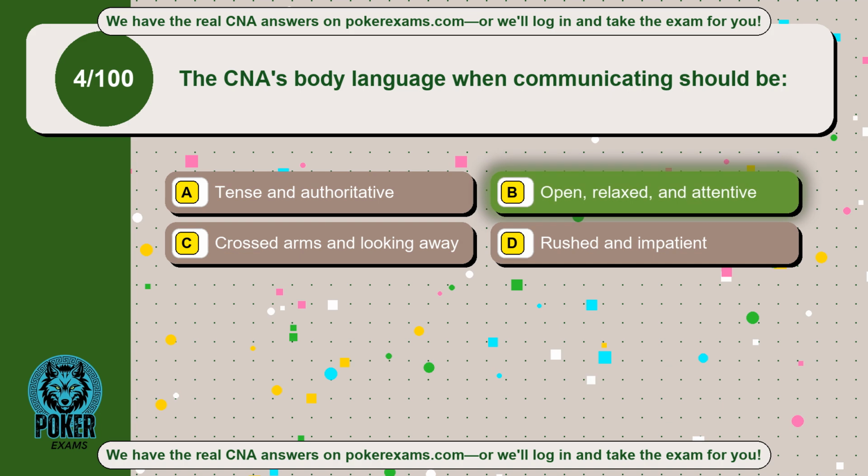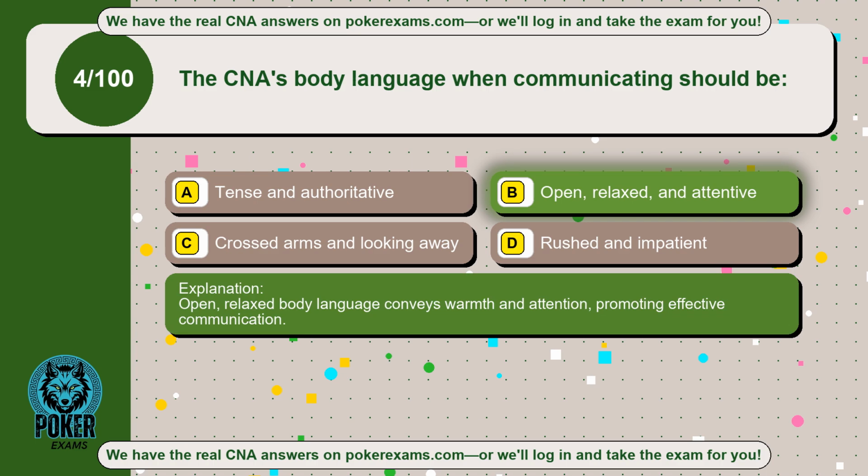The correct answer is option B. Open, relaxed, and attentive. Open, relaxed body language conveys warmth and attention, promoting effective communication.